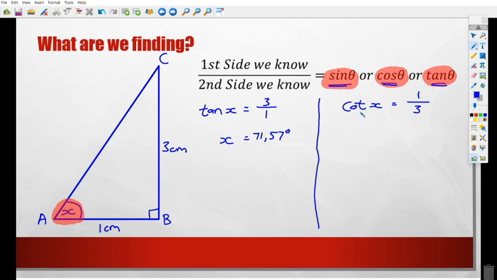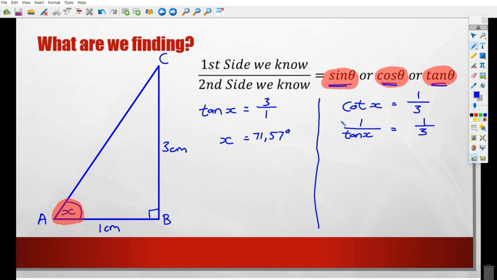What can I change cot to? 1/tan. So 1/tan of x equals 1/3. But I don't like this, because I can't shift tan here, since I've got a fraction. I've got tan at the bottom. How am I going to get tan to the top?